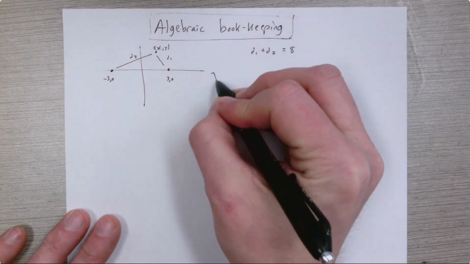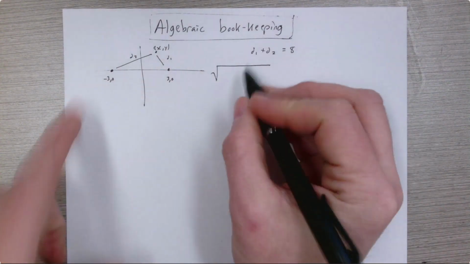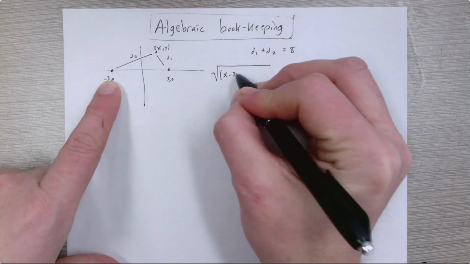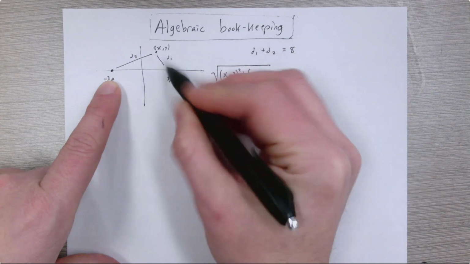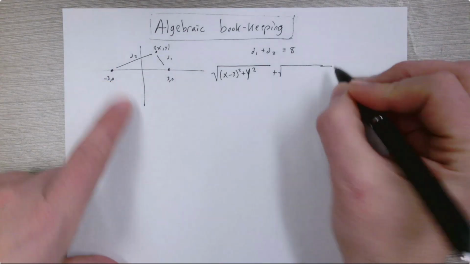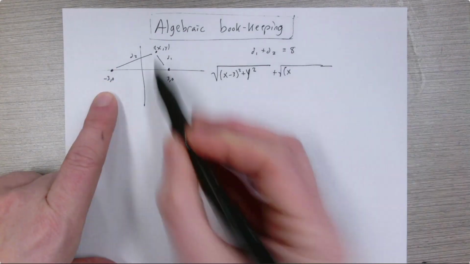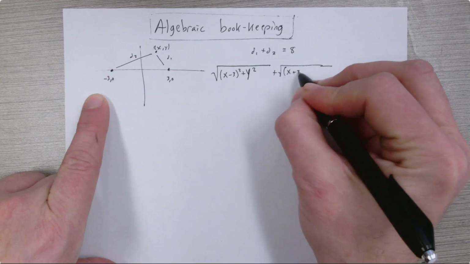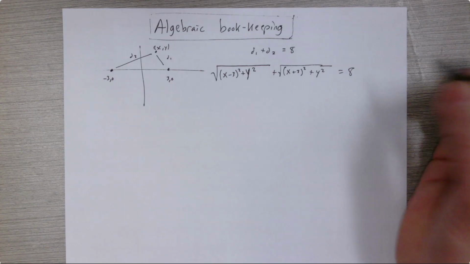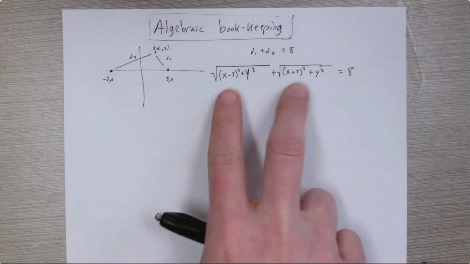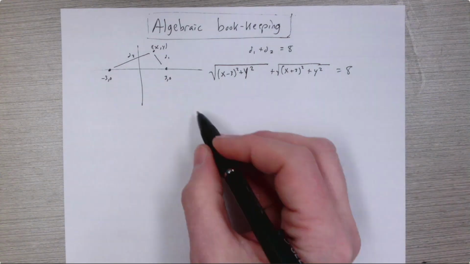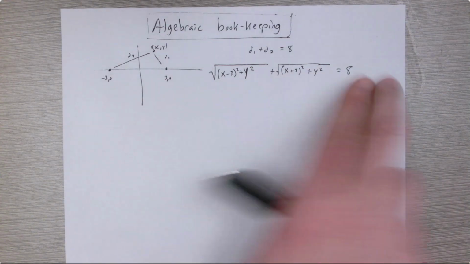So d1 is going to become a distance formula. I'll say the square root of (x minus 3) squared plus (y minus 0) squared, which is just y squared. Now this other root is (x minus the opposite of 3), which is x plus 3, squared, plus y squared, equals 8. I want to get rid of these square roots, so I could square both sides, but this is going to turn terrible immediately. Well, let's move one of the roots to the other side.